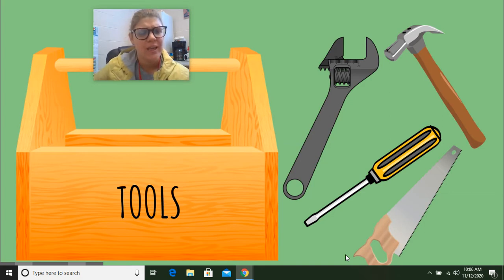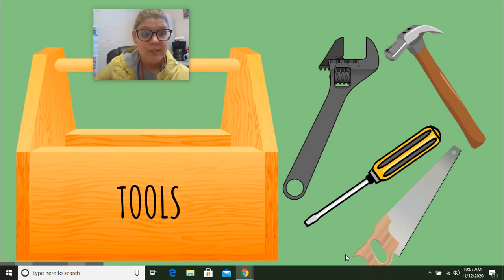Why do you think in our toolbox we need more than just one tool? We need a variety of tools. If we only had a hammer, could we saw a 2x4 with a hammer? No, I don't think that's going to work. You might be able to beat it until it breaks, but that would be a lot of hard work. So we need a variety of tools in our toolbox to help us fix whatever needs fixing and to help us build whatever needs building. And we need a lot more than just one.